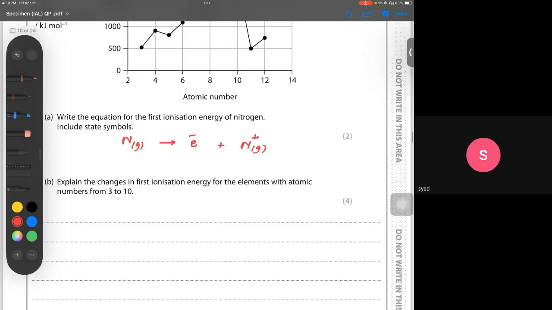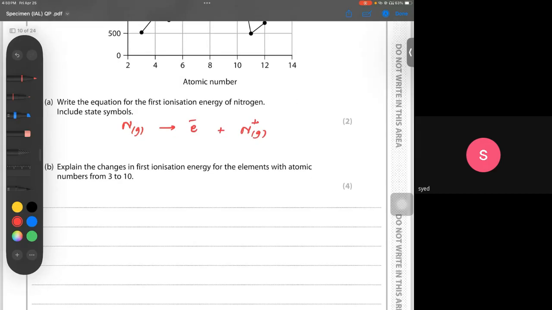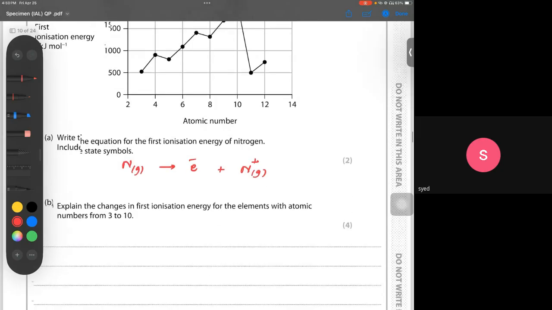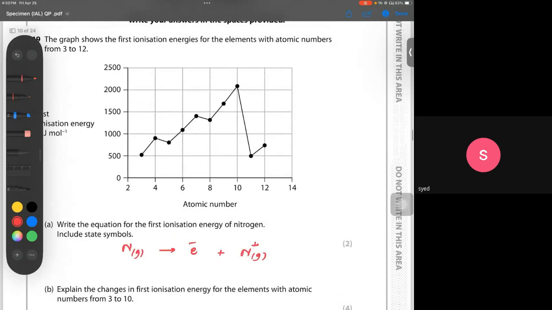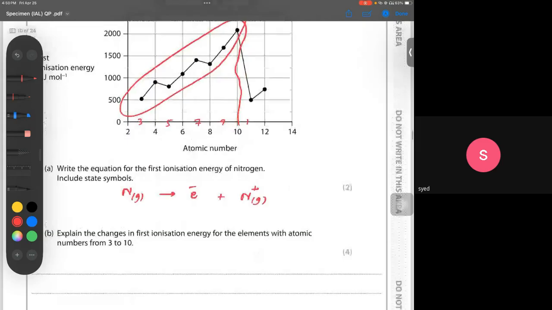Simple. Explain the changes in the first ionization energy for the elements with atomic numbers from 3 to 10. Can you tell me what this is? Yes, the nuclear charge increases, so the ionization energy increases because there are more protons, so there is greater attraction between the nucleus and the electron.